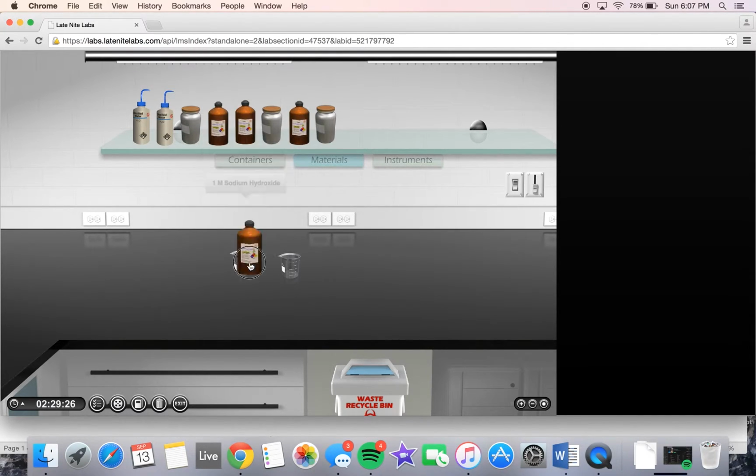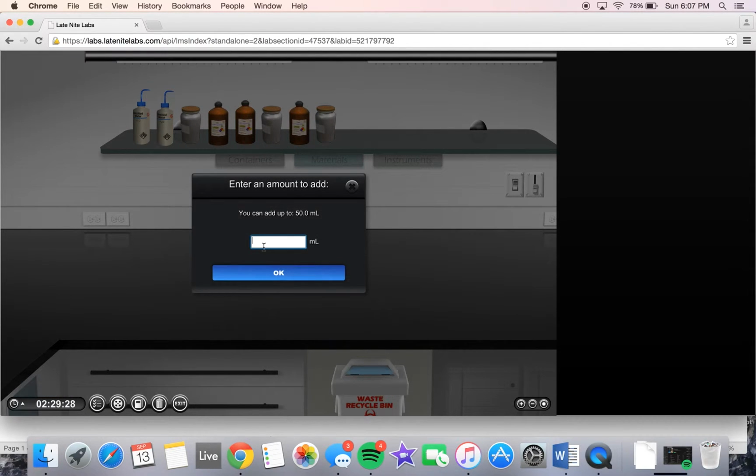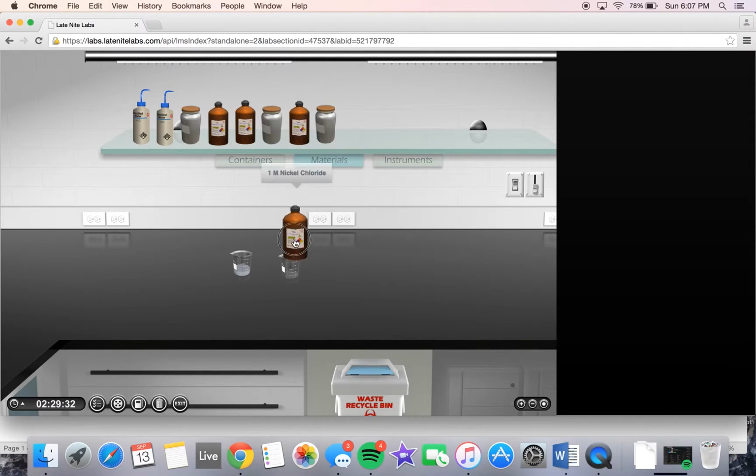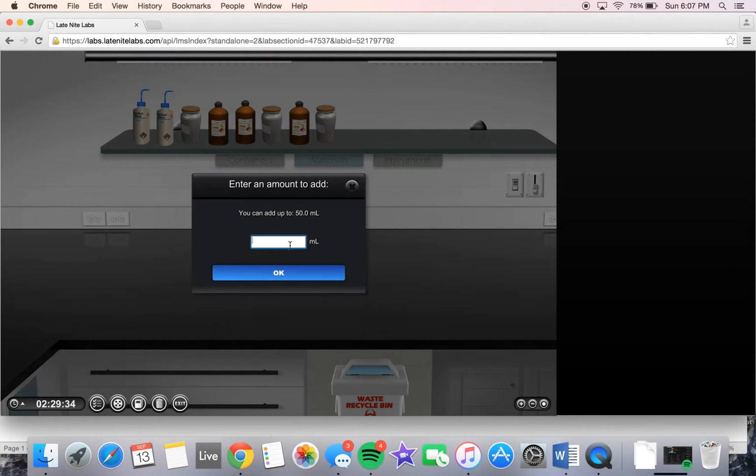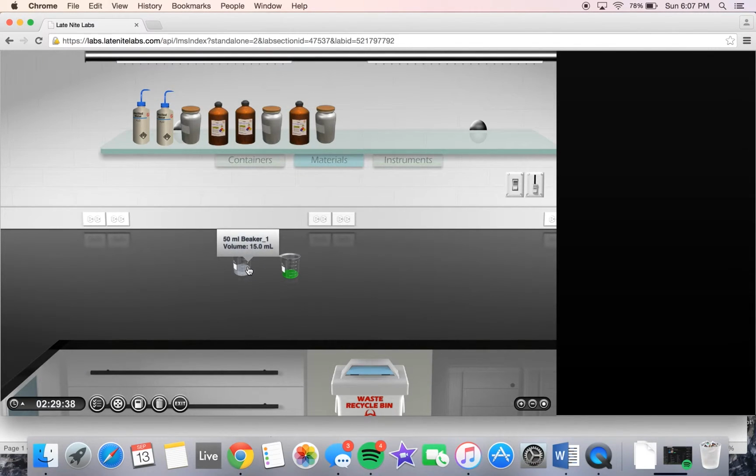I'm going to drag 15 milliliters of our aqueous sodium hydroxide solution into one beaker and 6 milliliters of our aqueous nickel chloride into the other beaker. As we can see, the sodium hydroxide is a gray solution and the nickel 2 chloride is a green solution.